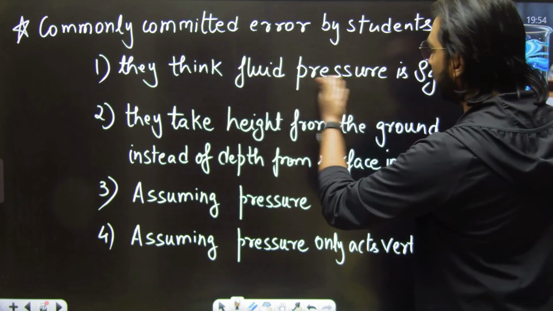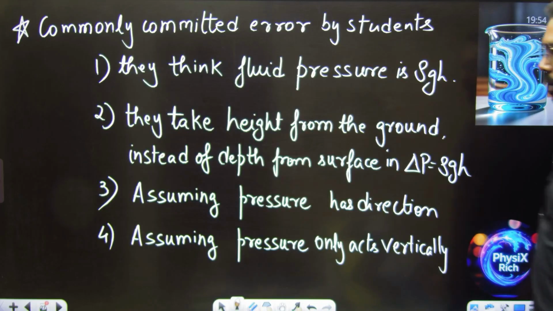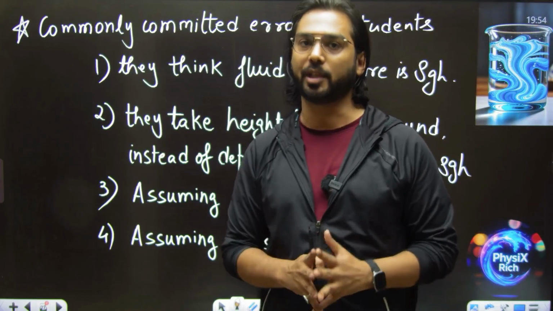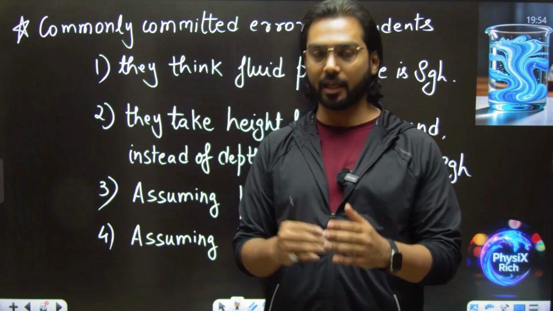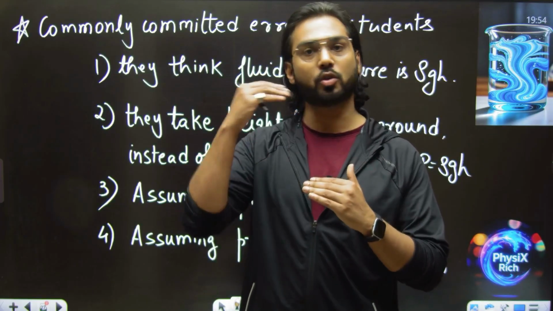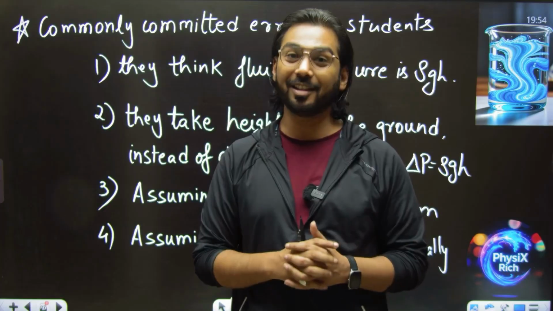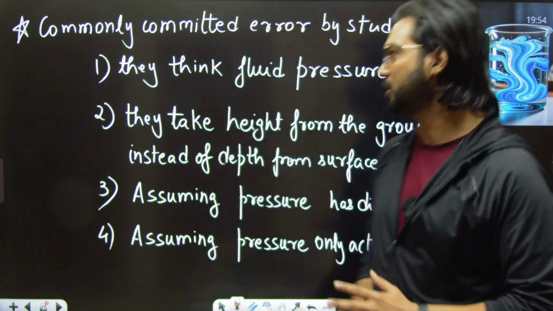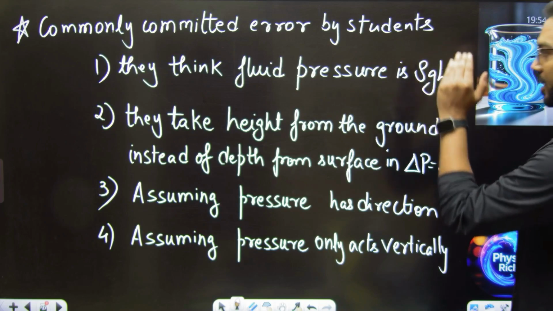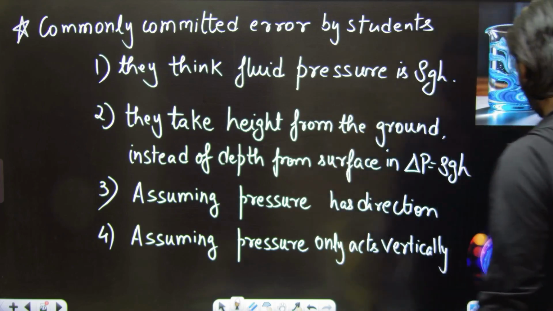that you think that fluid pressure is rho GH. Guys, fluid pressure is not rho GH, it's P naught plus rho GH. Okay? Especially if the fluid has a free surface and the surface is exposed to the atmosphere, then the fluid pressure is P naught plus rho GH. It's not simply rho GH. Okay? It's the pressure difference which is rho GH, which I have written over here.